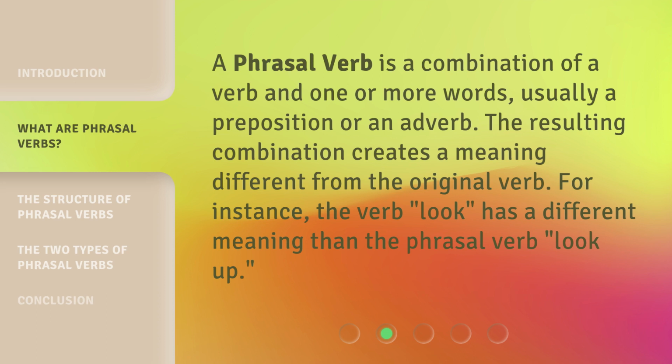A phrasal verb is a combination of a verb and one or more words, usually a preposition or an adverb. The resulting combination creates a meaning different from the original verb. For instance, the verb look has a different meaning than the phrasal verb look up.